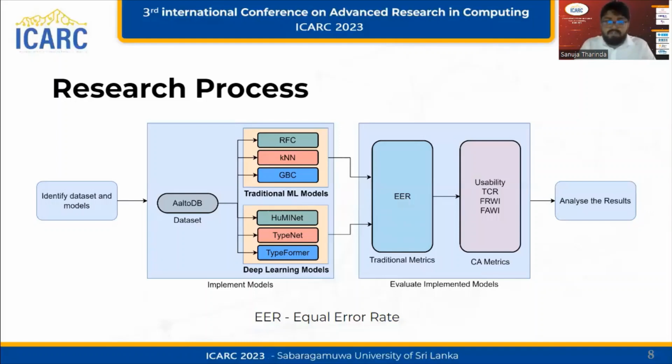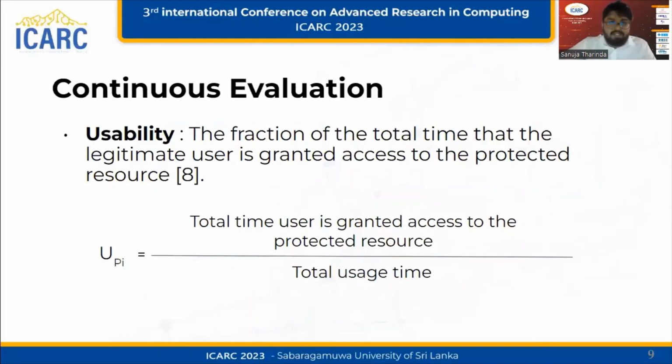The definitions for those evaluation metrics will be covered in the coming class. Finally, we analyze all of these results. Now, let's go through the definitions of continuous evaluation metrics we've used in our study. These evaluation metrics have been used for computer continuous authentication systems, but not for mobile continuous authentication systems.